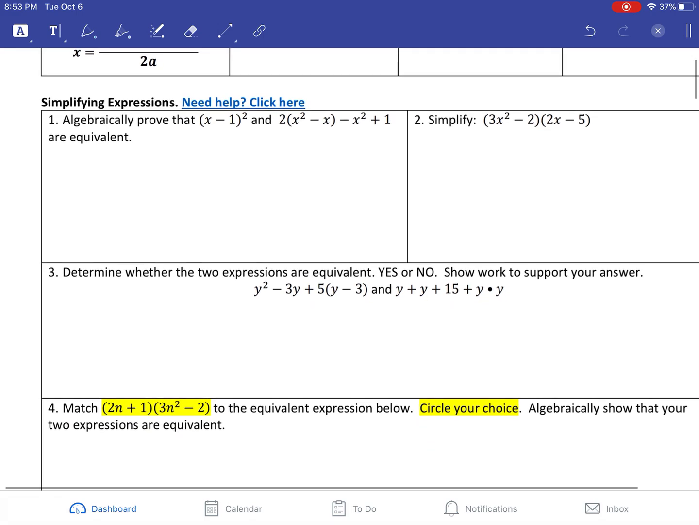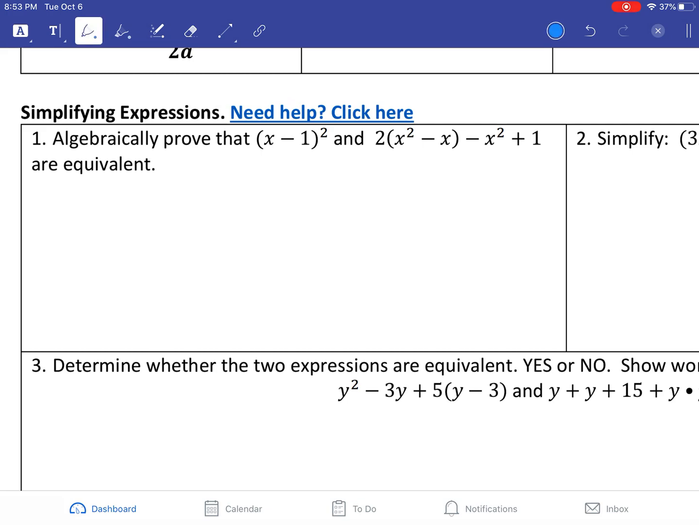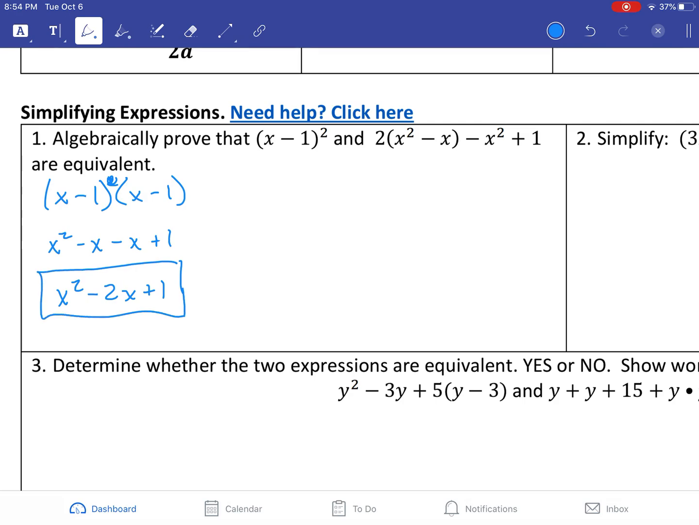All right, simplifying expressions. What we're going to do is simplify each one of these expressions to see if they are the same. For the first one, we have (x minus 1) squared, so we're going to multiply that times itself. We can get rid of that 2 because we're multiplying x minus 1 times itself. So we have x squared, negative x, negative 1 times x is again negative x, negative 1 times negative 1 is positive 1. We combine the like terms, we get x squared minus 2x plus 1. So that is the first expression we're looking at.